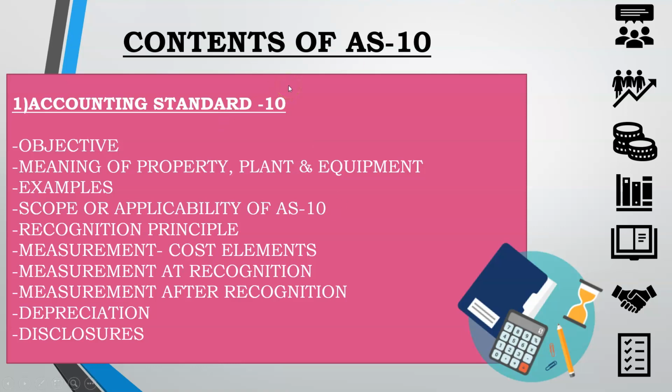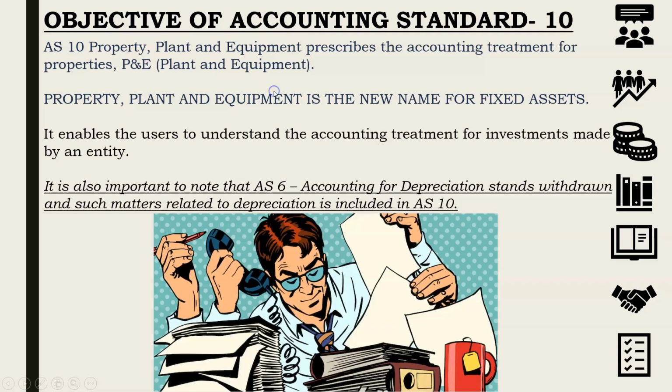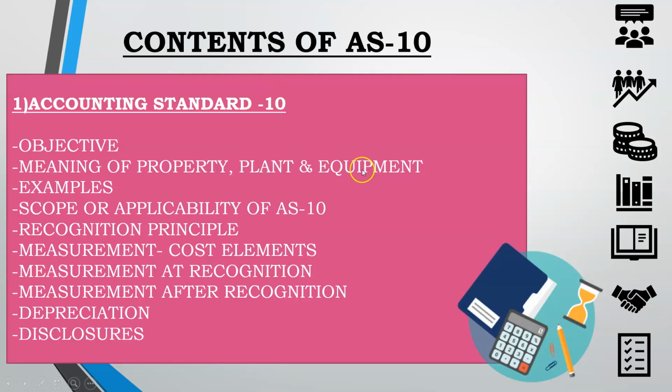So guys, today we are going to start with Accounting Standard 10, that is for property, plant and equipment. First we are going to learn the objective of Accounting Standard 10, then the meaning of property, plant and equipment. Examples we are going to see, then the scope or applicability of Accounting Standard 10, recognition principle, measurement, that means the cost elements that we have to consider while looking at this property, plant and equipment, the measurement at recognition, measurement after recognition, depreciation and disclosures.